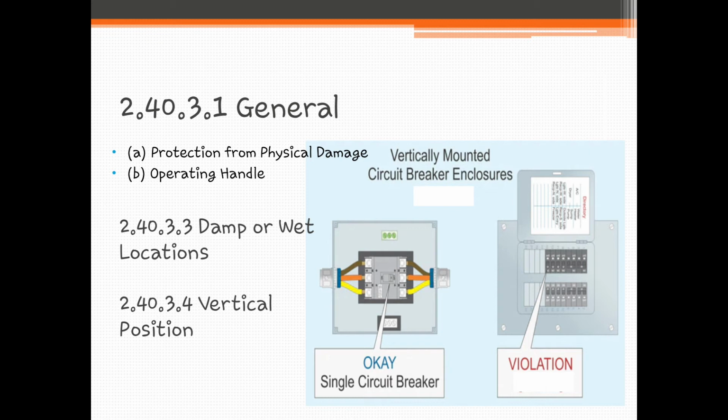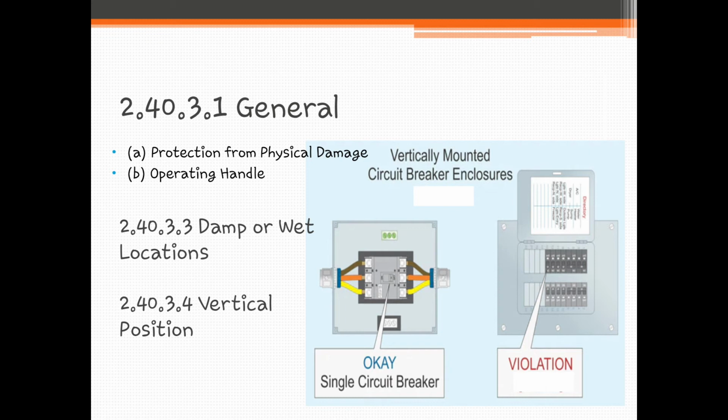Next is vertical position. We should always mount our circuit breaker vertically. So our overcurrent protection device enclosure should be in a vertical position. We can place it horizontally, knowing that the handle of our circuit breaker is operated vertically. The up position of the handle must be the on position.